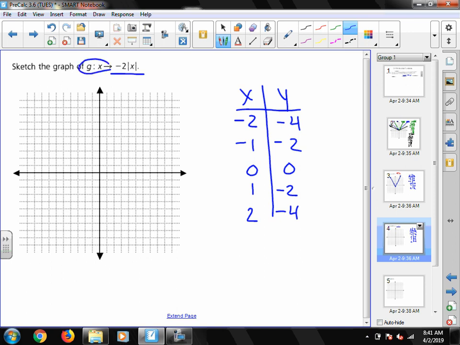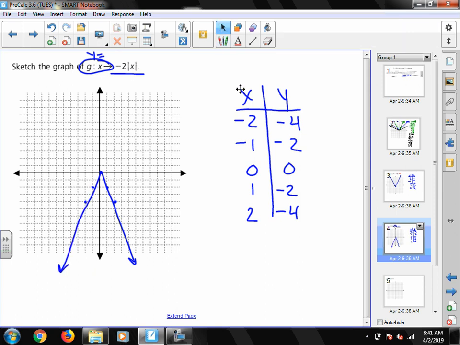Remember, all of this stuff out front here, you can just think of that as y equals. Plot my points. 0, 0, 1, negative 2, 2, negative 4. Negative 1, negative 2, negative 2, negative 4. Draw my graph. So, as you can see, that negative out front with that 2, all that does is flip it upside down. So, maybe you guys have seen something like that before. So, it just flips that upside down there.